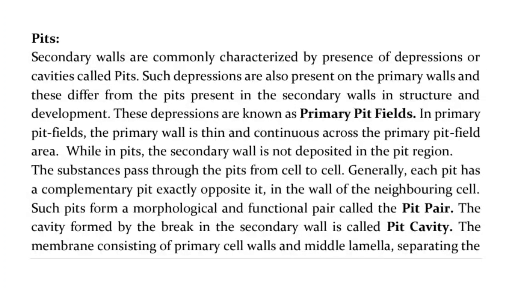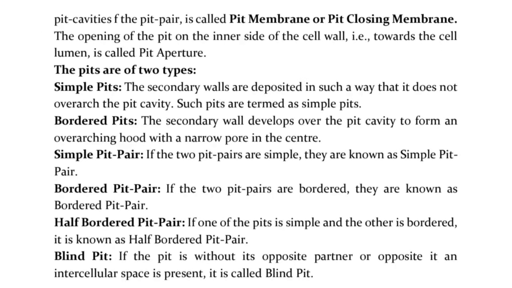The substances pass through the pits from cell to cell. Generally, each pit has a complementary pit exactly opposite it, in the wall of the neighboring cell. Such pits form a morphological and functional pair called the pit pair. The cavity formed by the break in the secondary wall is called the pit cavity. The membrane consisting of primary cell walls and middle lamella, separating the pit cavities of the pit pair, is called the pit membrane or pit closing membrane. The opening of the pit on the inner side of the cell wall, i.e., towards the cell lumen, is called the pit aperture.